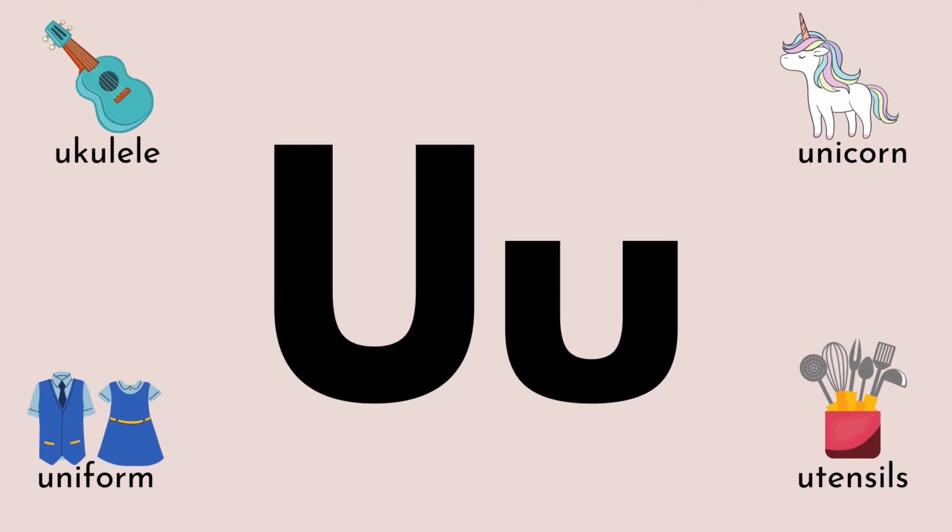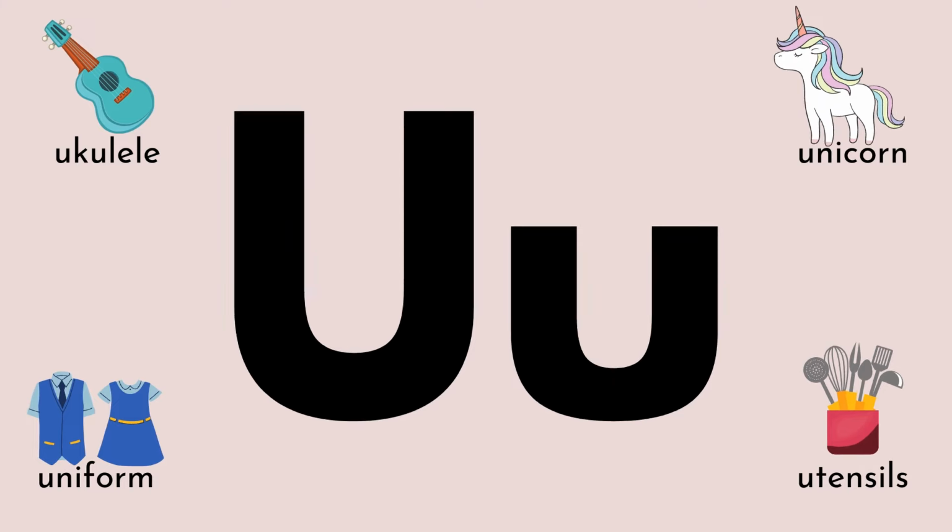Another sound of letter U is U. Same sound as you pronounce it. Say U, like ukulele, unicorn, uniform, utensils.